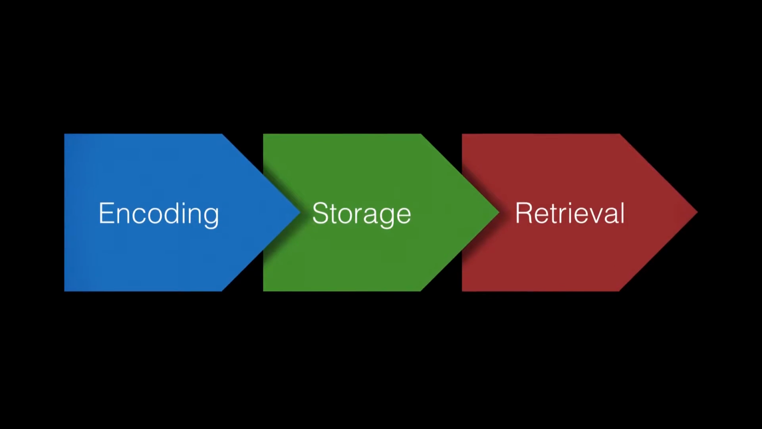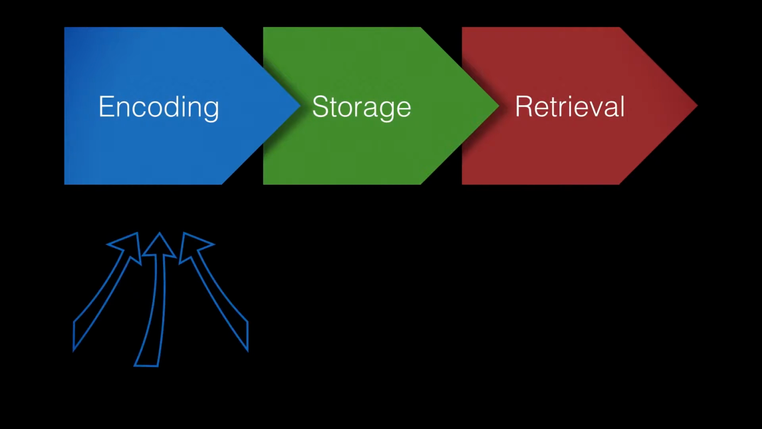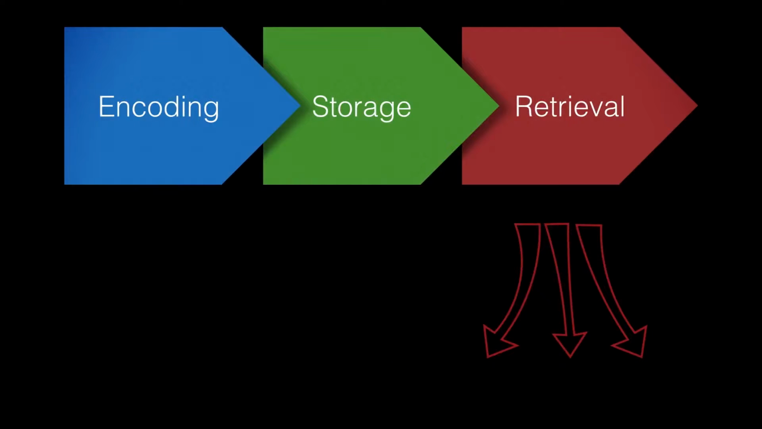One way of looking at memory is to divide it up into 3 stages: encoding, storage, and retrieval. Encoding is about whether the eyewitness actually acquired any memory of the incident in the first place. Storage is about whether they can keep that memory intact over time. And retrieval is about whether they can report that memory at a future date.